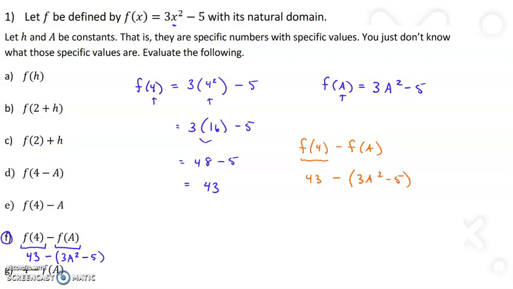And so we want to go ahead and distribute. There's really a negative 1 here in front of that set of parentheses. Let's distribute that negative 1 through to each term. That'll give us a minus 3a squared and a positive 5. And you want to be able to combine your like terms, right? 43 and 5 are both numerical values. We can add those together to get 48. And we'll keep the minus 3a squared. So there's your final answer.